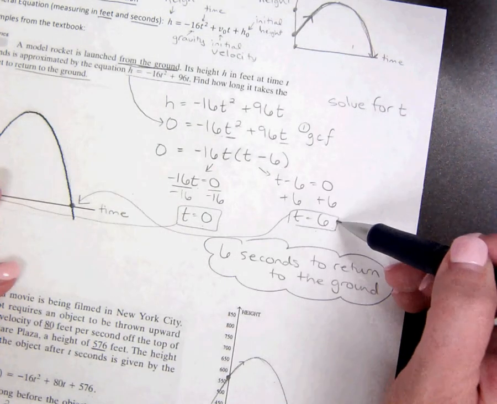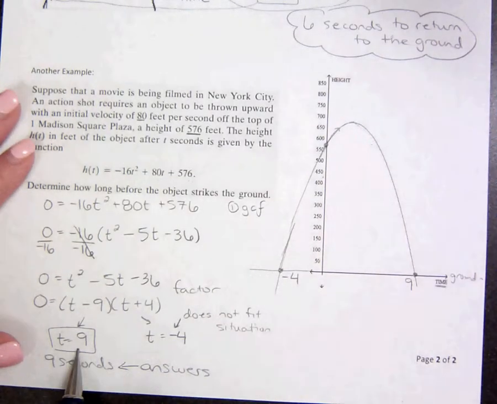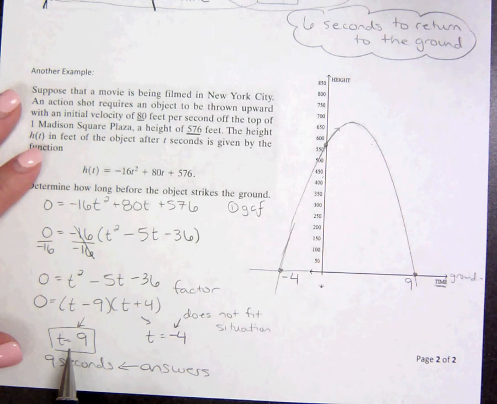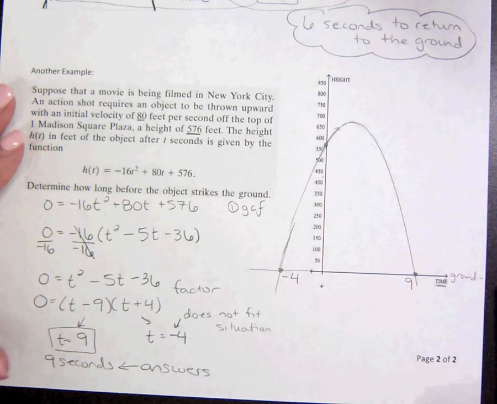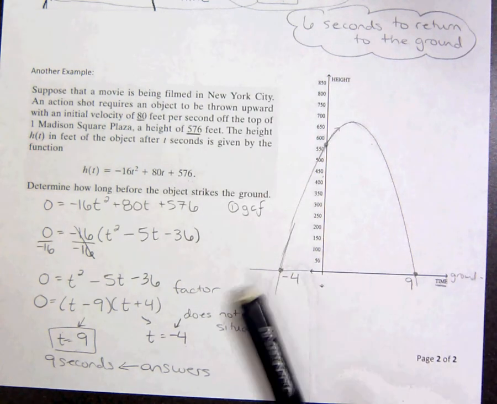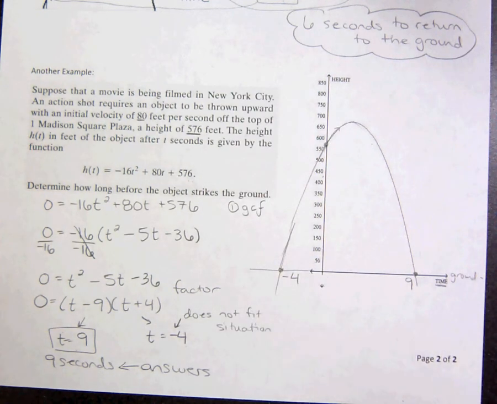So you're either going to get 0 and a positive number, so the positive number is your answer, or you're going to get a positive number and a negative number, and the positive number is the one that's reasonable given the situation. So that's just a little bit of an introduction on projectile motion. You'll have 1 or 2 of those on your homework, but it's something you'll dive into much deeper in college algebra.